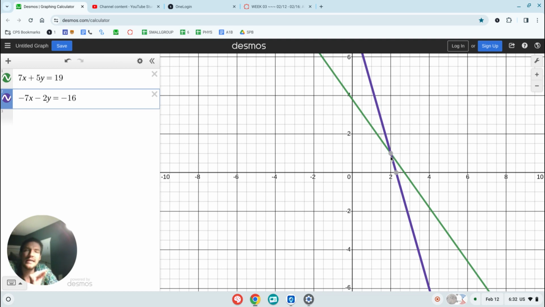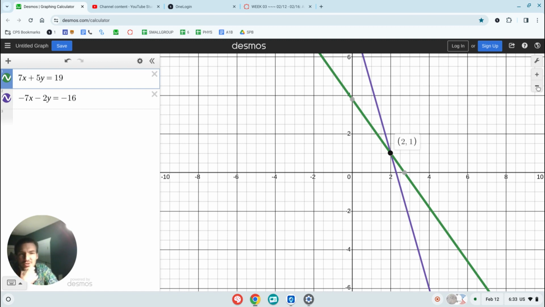Do these two lines touch at this point right here? No. Maybe you had the green line selected. Do they touch right here? Or do they touch right here? No. Where did the lines touch? Right? That's what we're looking for. That's the answer. Desmos is doing all the work for you. In your brain, you literally just have to click on where they touch.